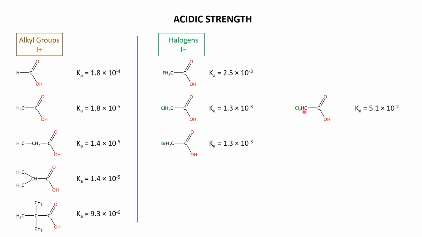Now, going on and replacing, instead of one hydrogen by chlorine, let's replace 2 hydrogens by chlorine. So now we've got 2 atoms sucking electron density away from that carbon, which makes it an even stronger acid. We go from 1.3 times 10 to the minus 3 to 5.1 times 10 to the minus 2. And put in a third chlorine and you get up to 1.3 times 10 to the minus 1. You're getting to where some silly people would argue this is almost a strong acid. Look at the size of that Ka.